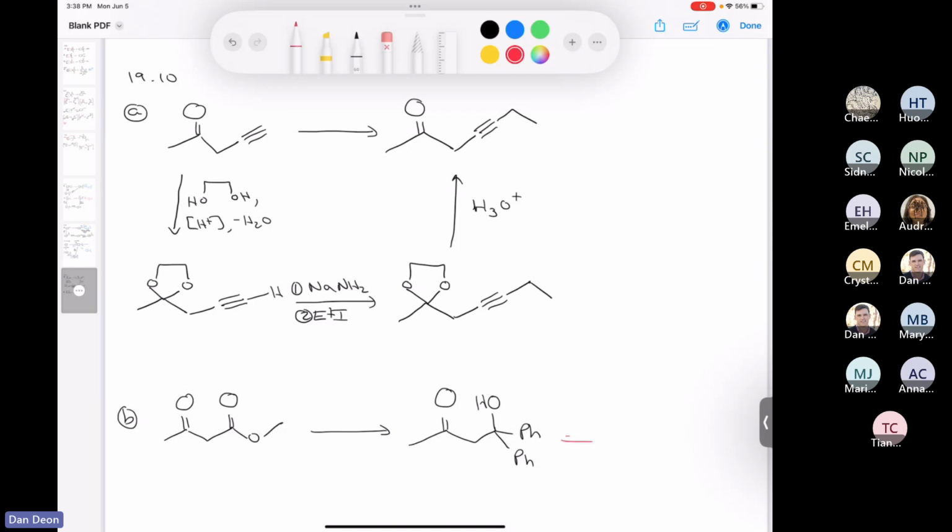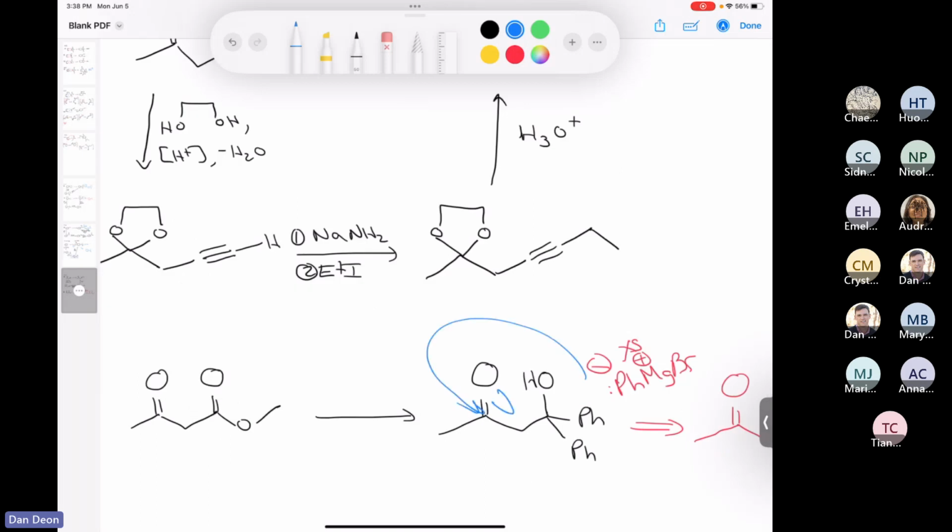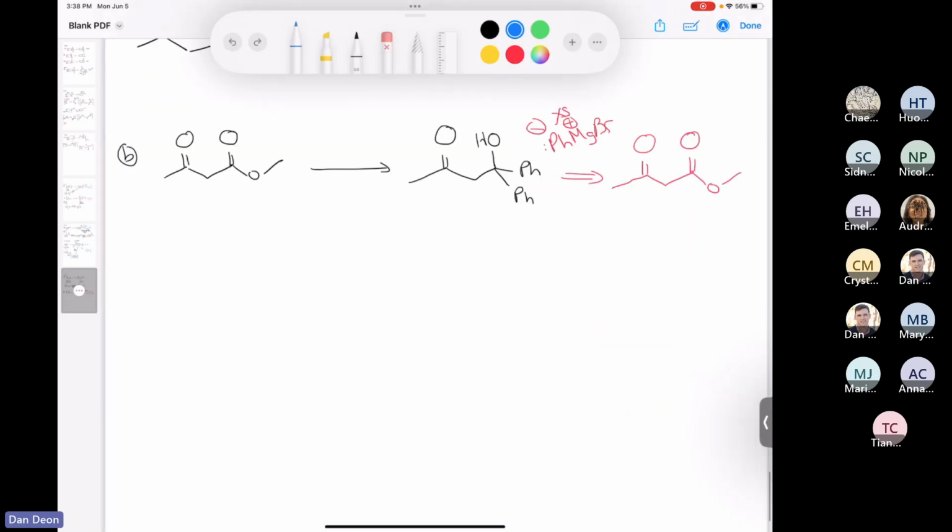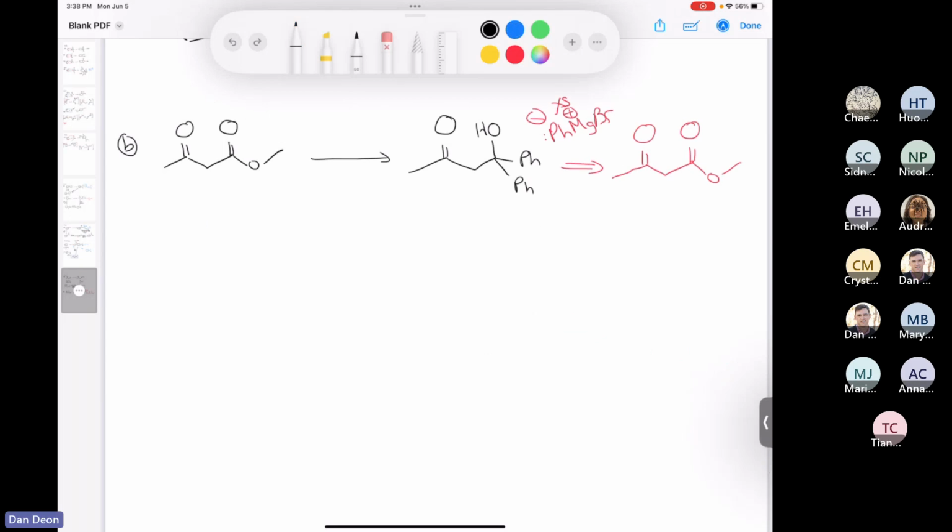We can think of this in terms of taking this compound, the starting material, and then treating it with phenyl magnesium bromide, excess phenyl magnesium bromide. The only problem with that is that the phenyl anion would do a nucleophilic attack on our carbonyl. And so we want to avoid that. And so we're going to have to do the same thing that we did before, and that is to protect the carbonyl as a cyclic acetal.